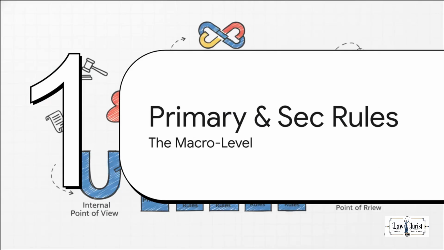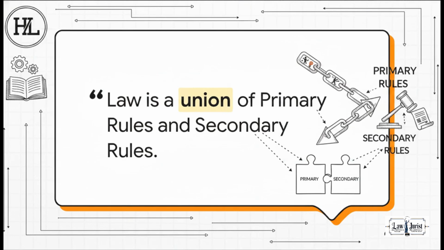Moving right along to Section 4, primary and secondary rules at the macro level. Scaling things up to the structural level brings us to Hart's ultimate thesis, which stands as one of the most famous conclusions in all of analytical jurisprudence. He states that law is not just a bunch of sovereign commands, but rather it's a complex union of primary rules and secondary rules. Let's break down exactly what that means for a functioning legal system.